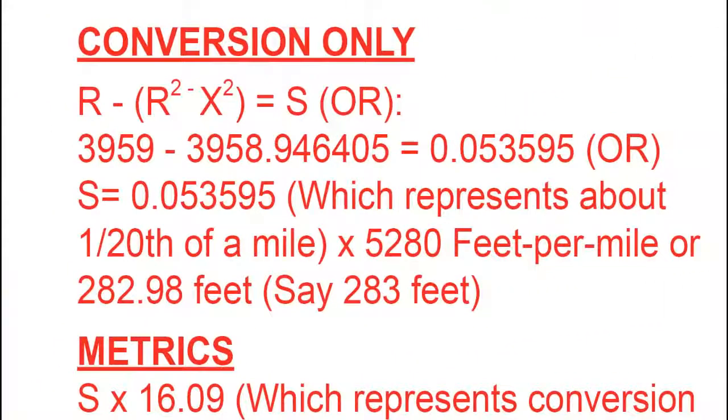R minus Y equals S, or 3959 minus 3958.946405 equals 0.053595, or S equals 0.053595, which represents about 1/20th of a mile times 5280 feet per mile, and that comes to 282.98 feet, say 283 feet of curvature between Dover and Calais.